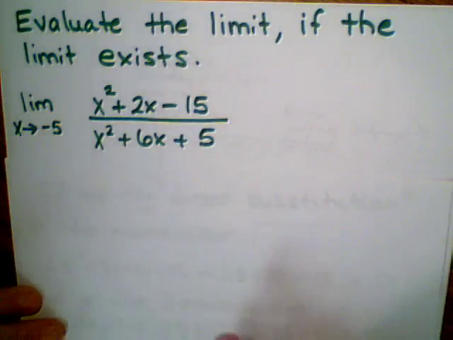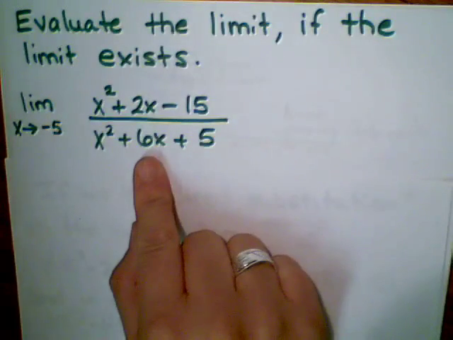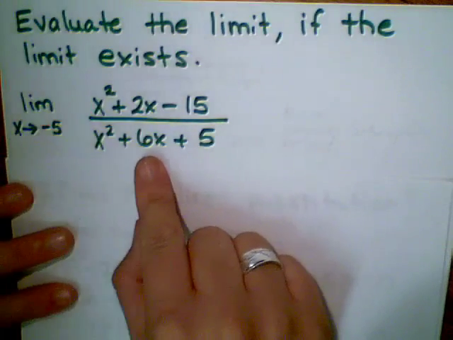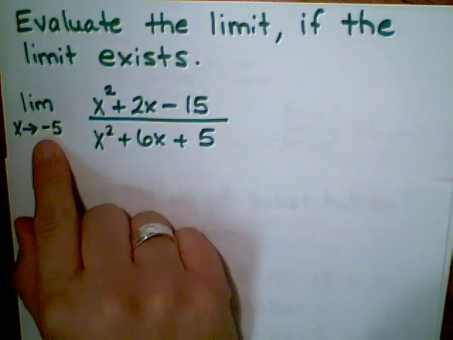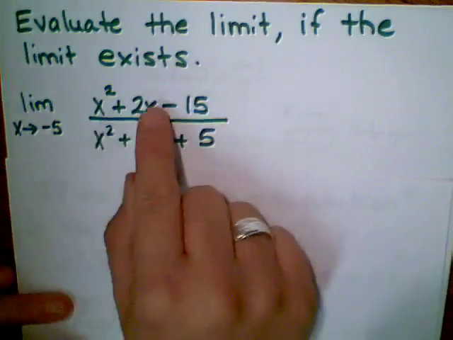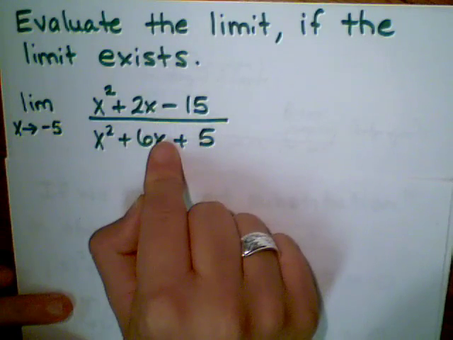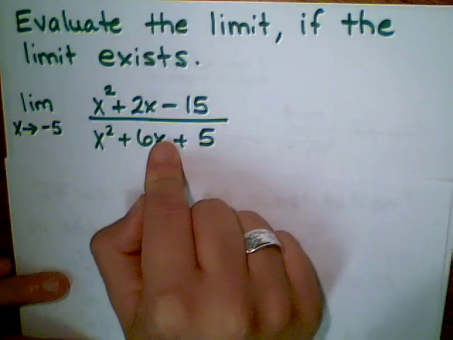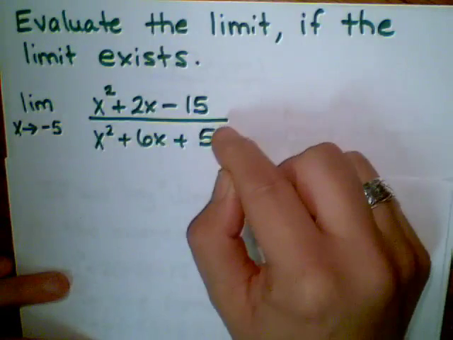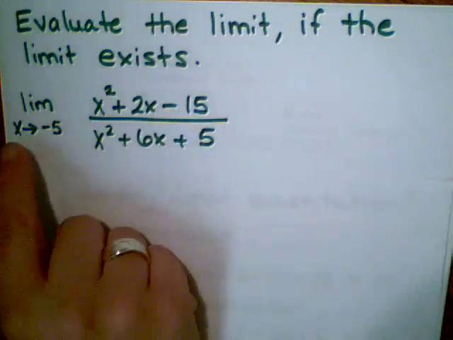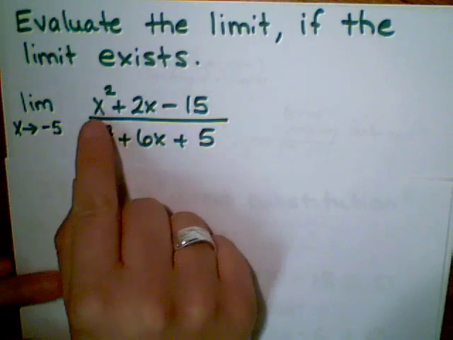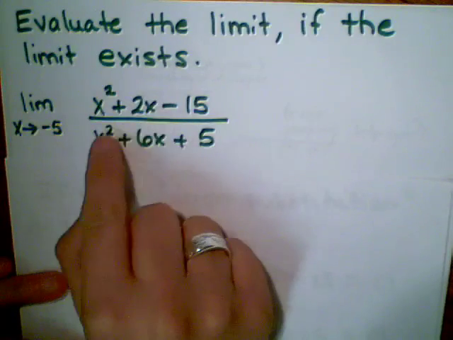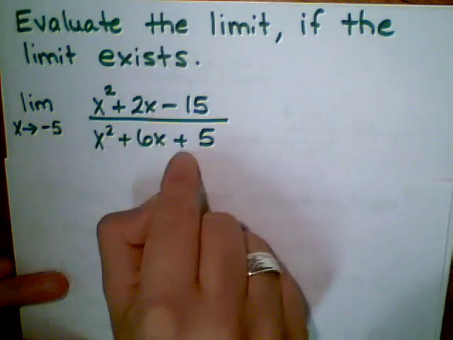Example 1. Let's evaluate this limit if the limit actually exists. If the limit doesn't exist, we'll support our answer. We're going to take the limit as x approaches -5 of the quotient of these two polynomials. Now, since we have a polynomial top and bottom, we can actually substitute -5 in for x directly as long as the denominator is not 0.